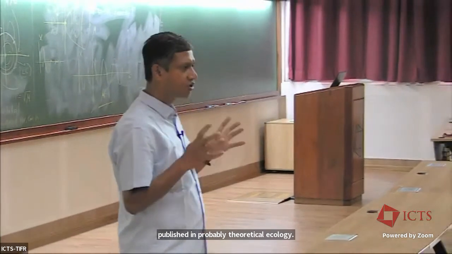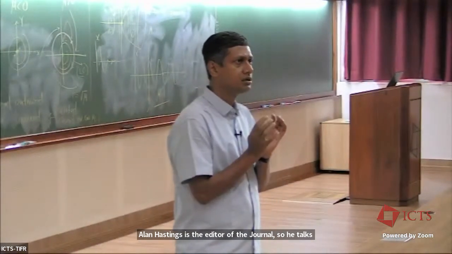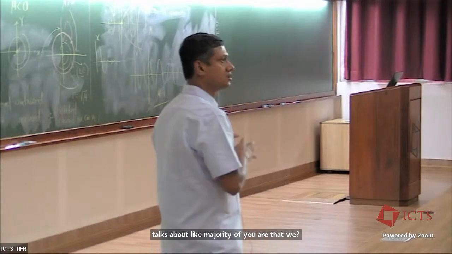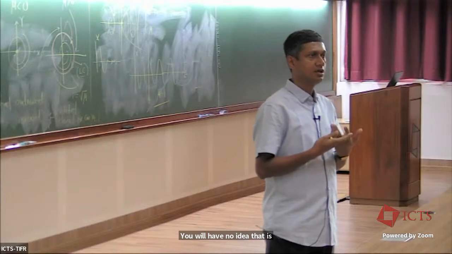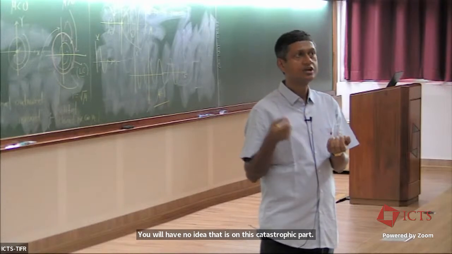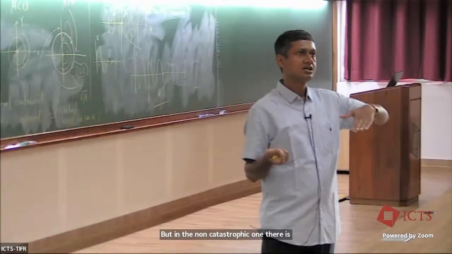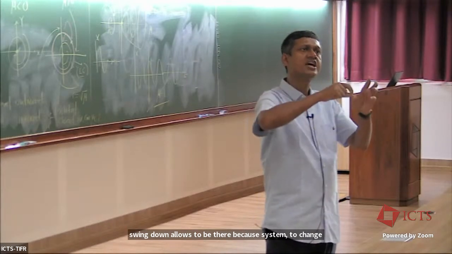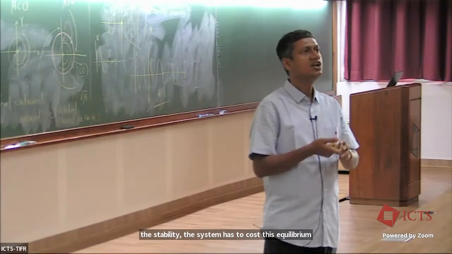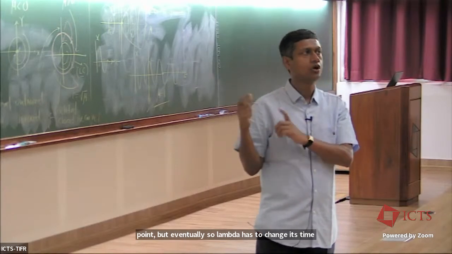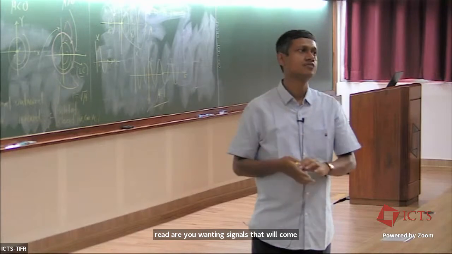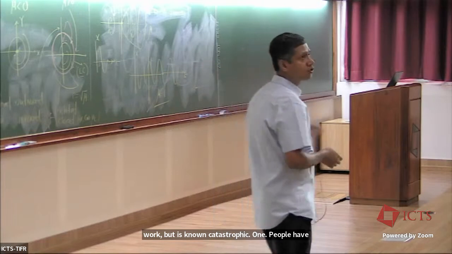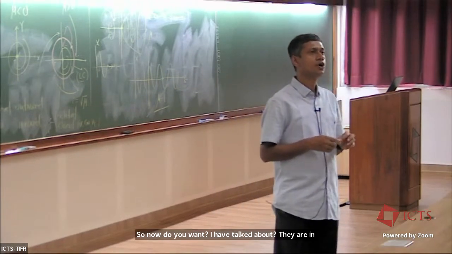The majority of the work that people have done until now is on the catastrophic part. But in the non-catastrophic ones, critical slowing down will also be there, because for a system to change its stability, it has to cross this equilibrium point, so lambda has to change its sign. So the early warning signals will also work there, but people have studied the non-catastrophic ones really less.